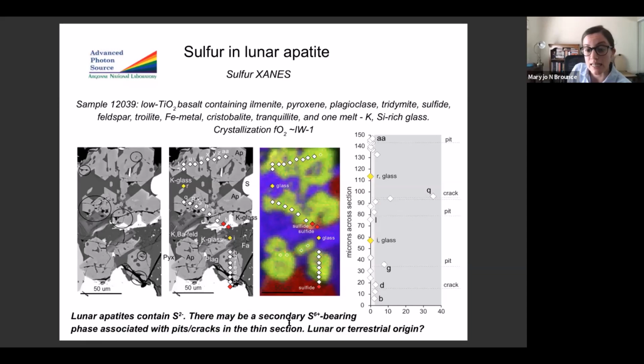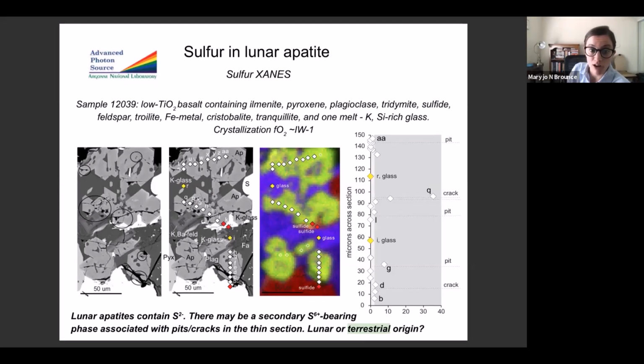So whether this is a sulfur 6+ bearing phase precipitated in the fractures of these rocks during some kind of impact event on the moon, or a hydrothermal event happening at emplacement or after, or if it is a simple consequence of bringing these rocks back to Earth.